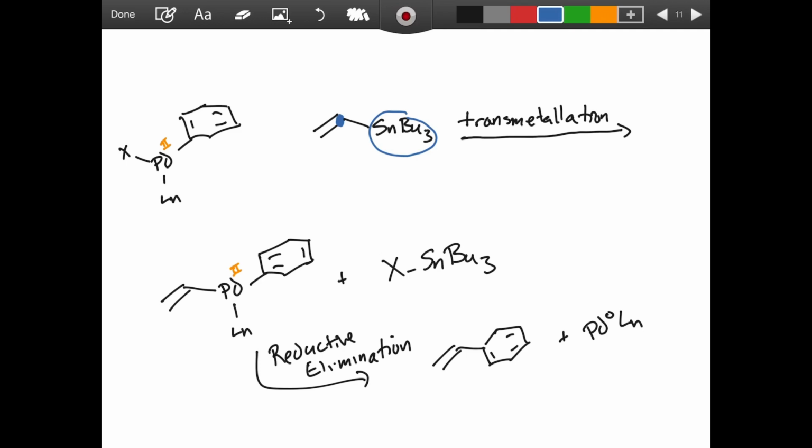With Suzuki reactions, they work a little bit differently, and they have a slightly different, more complicated mechanism. I know you're thrilled, but we'll get to that in a second.